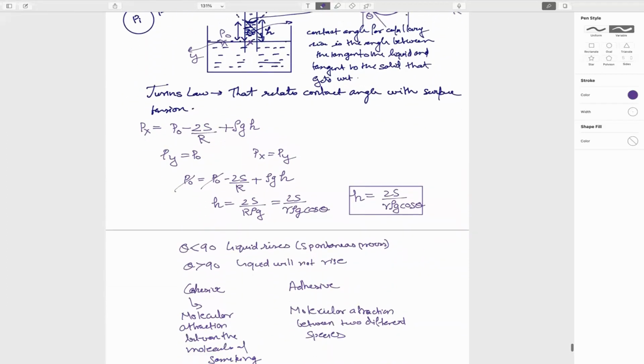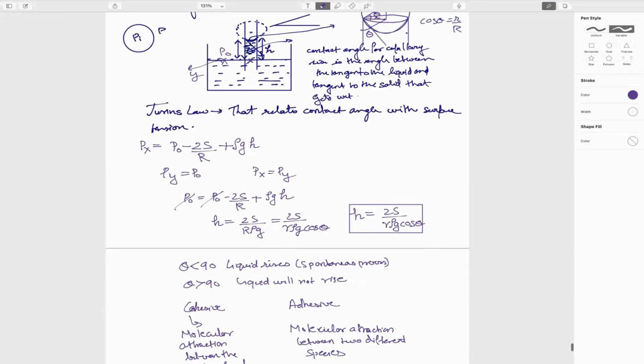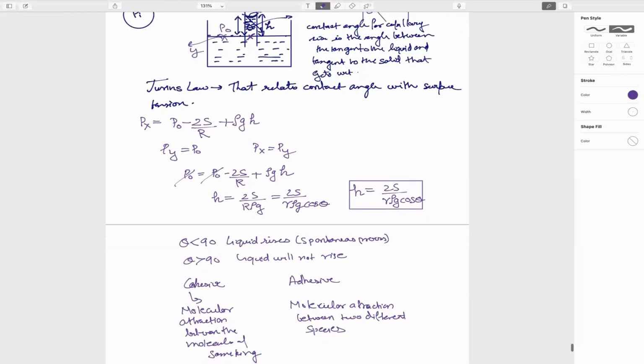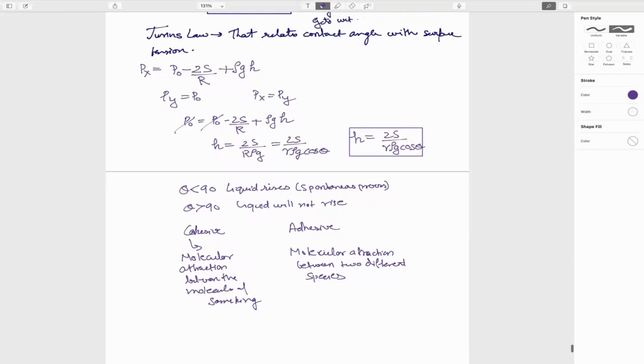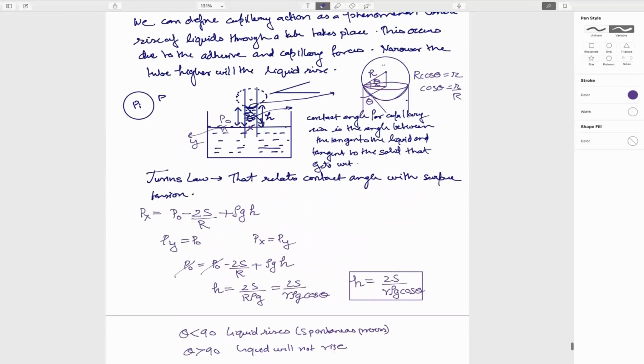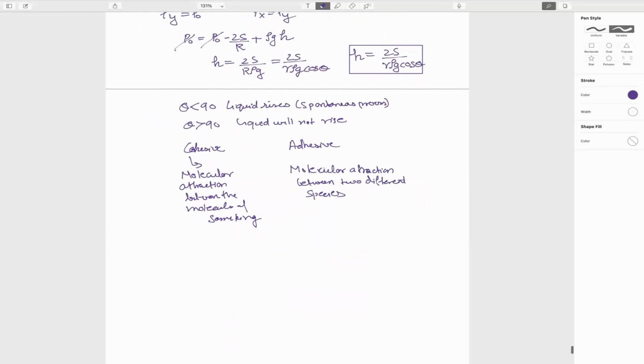The liquid will rise only when there is a contact angle that is less than 90 degree and the surface tension is lesser, which means to say that cohesive forces are lesser compared to the adhesive forces. So the adhesive forces make it rise to some particular height. Okay. So that is the concept of this.